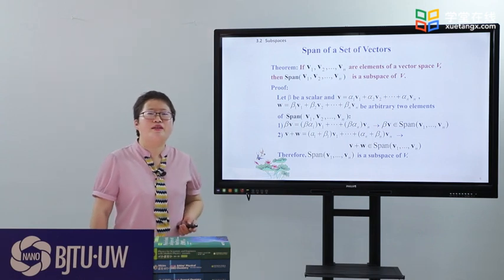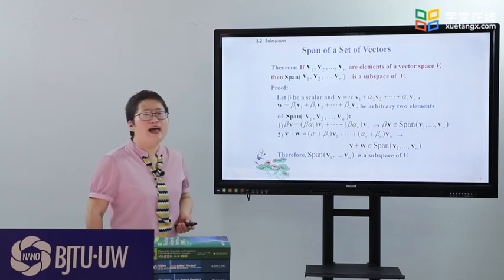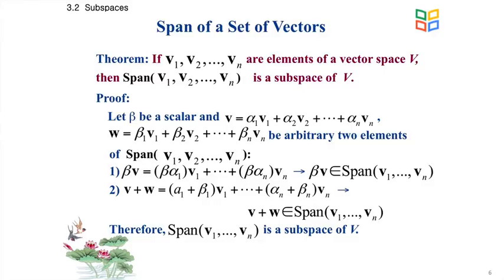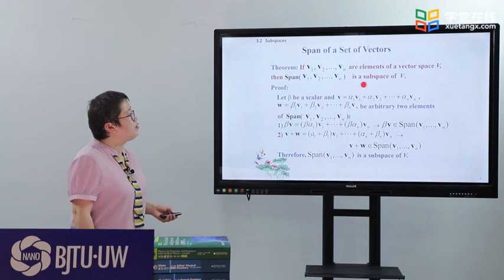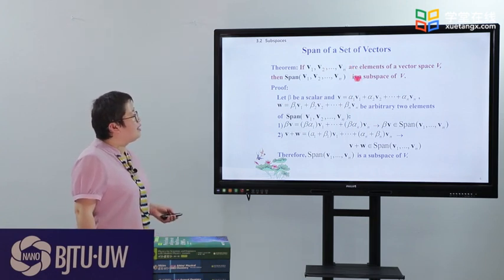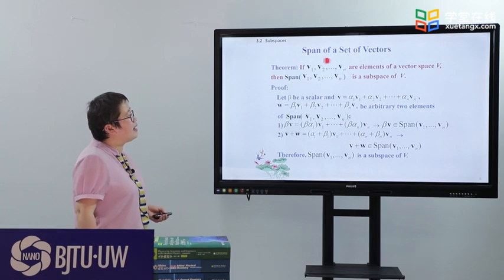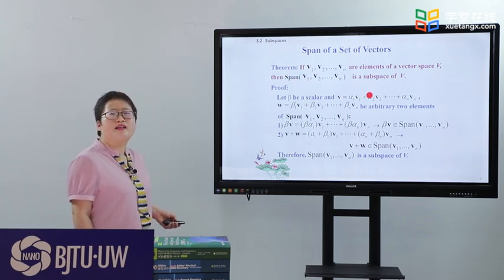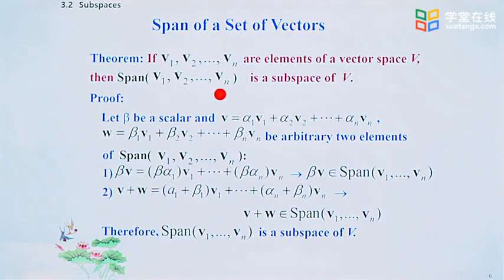We have this theorem first. If V1, V2 till Vn are elements of a vector space V, then its span is a subspace of V. So this span is a special subspace. In order to show this, we first should say this set is non-empty. This set is of course non-empty, because those given vectors are in this span. And then you need to show that scalar multiplication and addition are closed in this set.